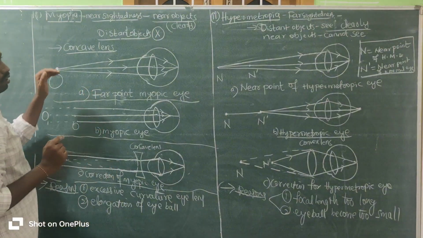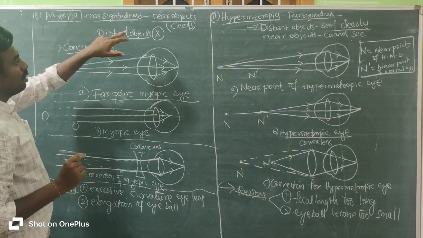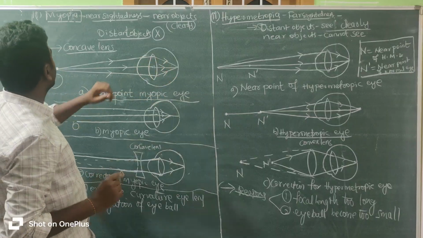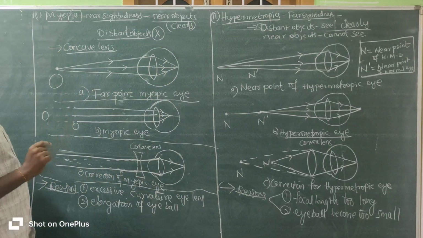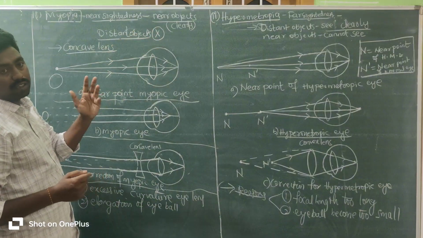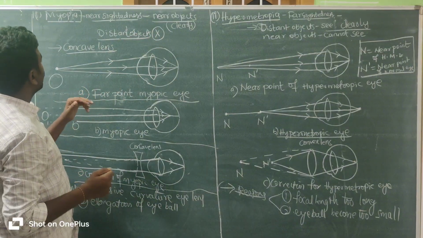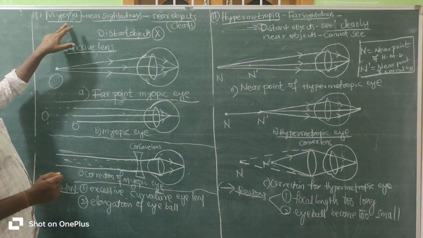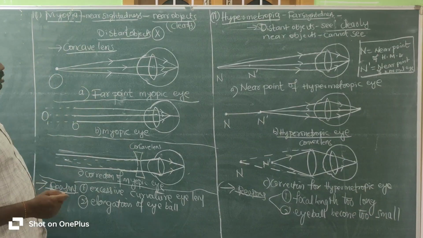Hello students, there are three eye defects: myopia, hypermetropia, and presbyopia. First, we will discuss myopia. Myopia means nearsightedness. The person can see near objects but cannot see distant objects. First, we will understand what myopia is through a diagram.